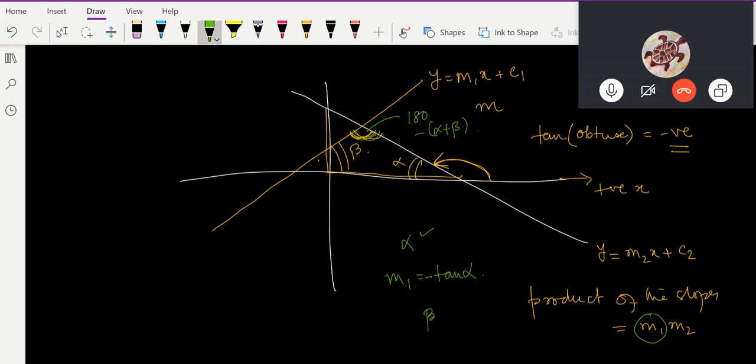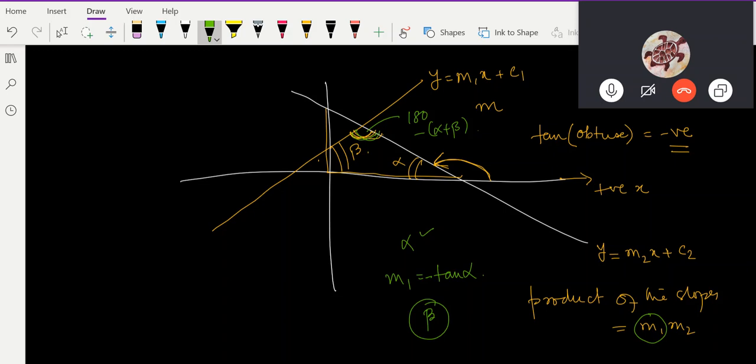Kushal, are you able to follow? So I have to know this angle beta if I have to find out the slope of the second line, right? Correct? Yes, sir.